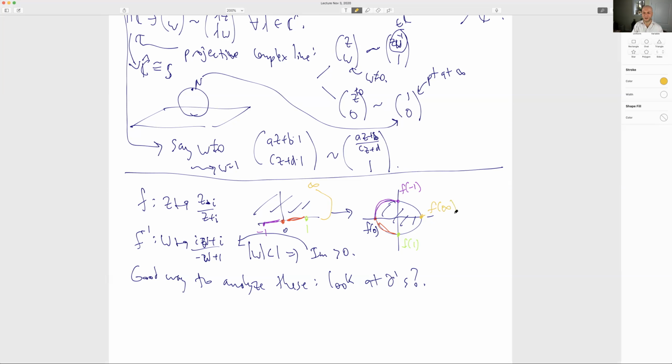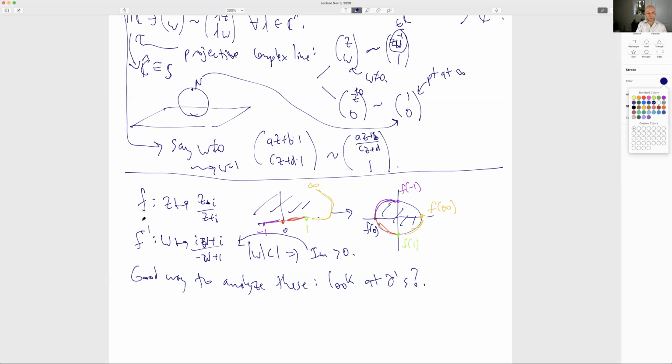This is f of infinity. Okay, and there's this whole region, which is this whole region. Infinity is a perfectly fine point. Infinity is just 1, 0 instead of z1. So it's a point like any other. That's the beauty of projective space. Okay, so we've sort of analyzed this boundary. You can see this analytically. Let's just do this analytically.